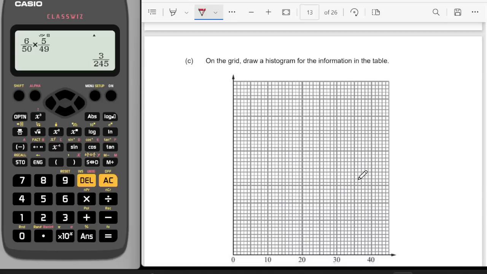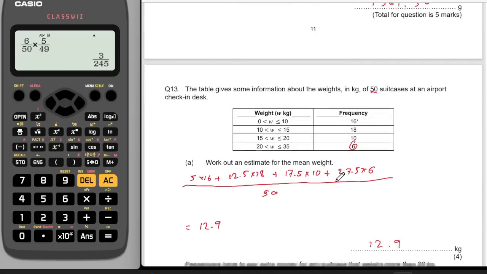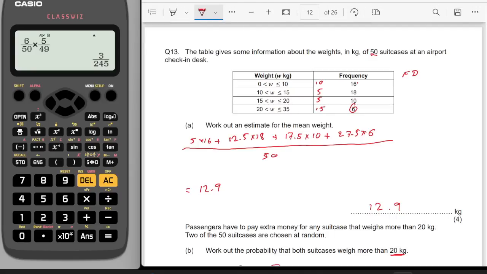And part C, on the grid, draw a histogram for the information in the table. So for my histogram, I need to work out the frequency density. So I'm going to bring in another column here called FD, frequency density. So we've got a group width of 10, group width of 5, group width of 5, group width of 15. So my frequency density is frequency divided by the class width.